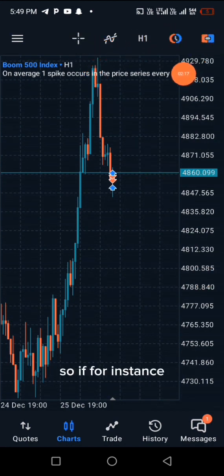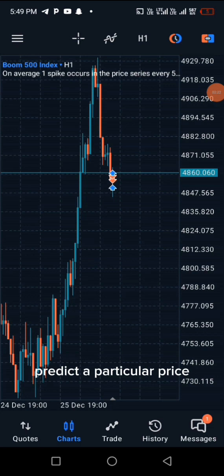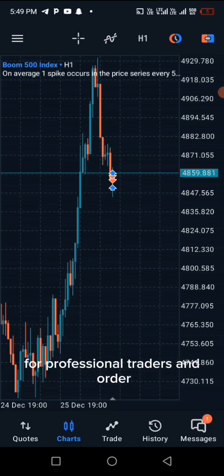So if for instance we want to put a pending order. Pending order means that you want to predict a particular price level, that if price comes to this level, you want the price to execute on trading or whatever you want the price to do. But for now, I'm not going to be emphasizing the pending orders, right? Pending order is more for professional traders.